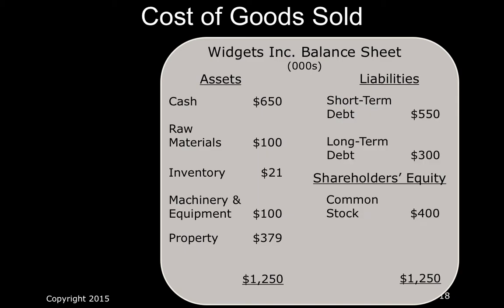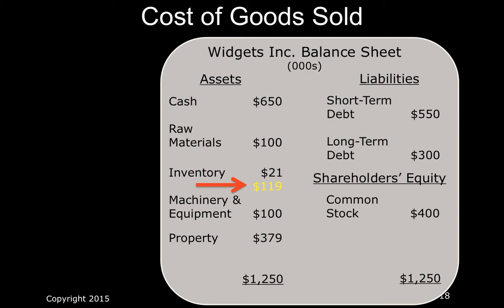In year 2, we know that the company spent $119 making 21 more staplers. We need to add $119 to inventory. But where did that $119 come from? It represents the using up of other assets.